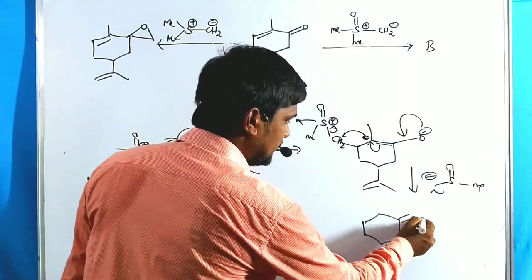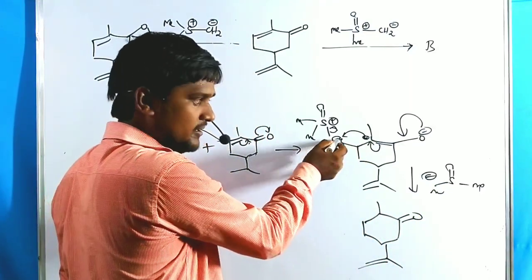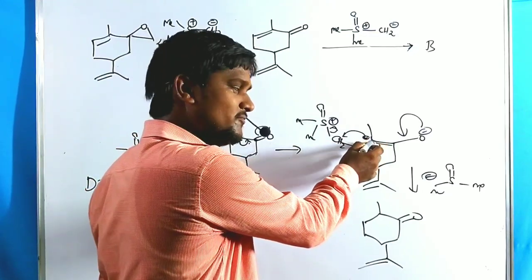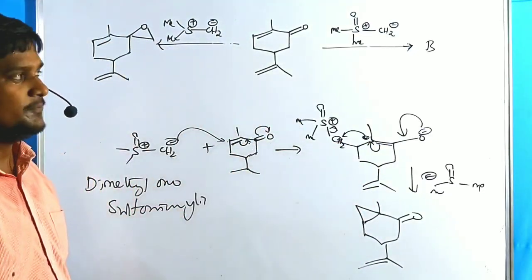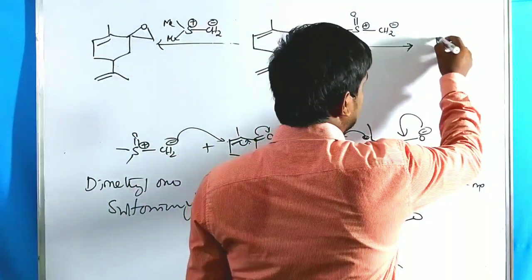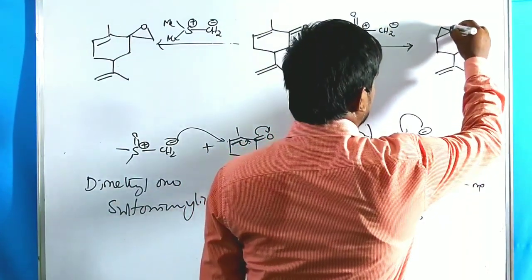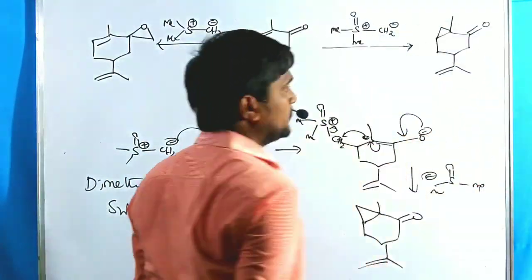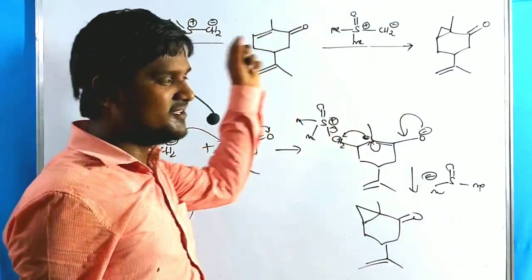Here ketone, here methyl. So CH2 will attack there. Now here not the CH2, the CH will attack there, and then it forms the cyclopropane. The product is the cyclopropane.